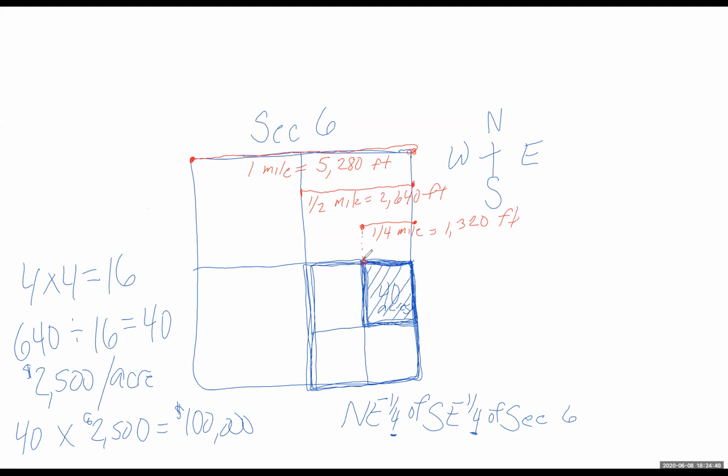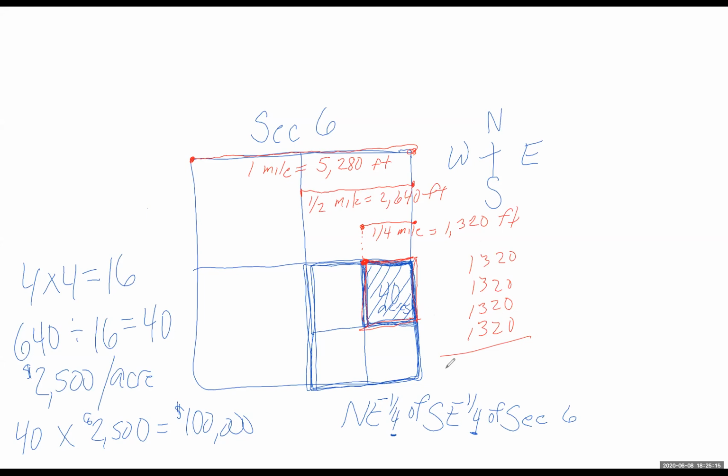So if you look at this, from here to here is how many feet? 1,320. And then over here to here, 1,320. Then from here to here, 1,320. And then from here to here, 1,320. Now you might have said, oh, I could just do 1,320 times 4. Yes, of course you can.